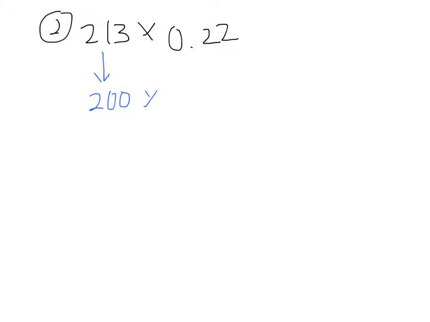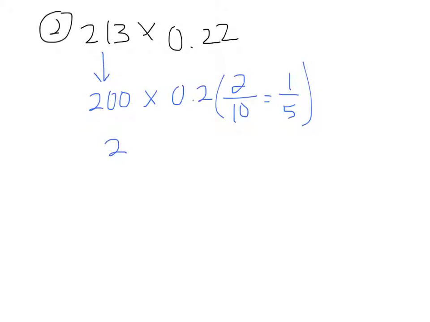Okay, so we have number 2 here, and we have the problem 213 times 0.22. And we want to round 213 to what? 200, right? Times 0.22 would round to 0.2, which can be written as what as a fraction? 2 tenths, which is equal to 1/5, simplified, right?